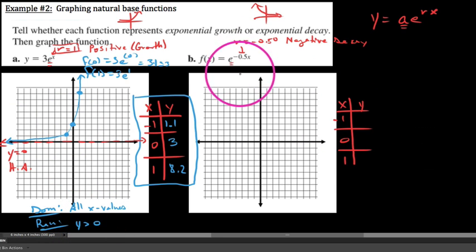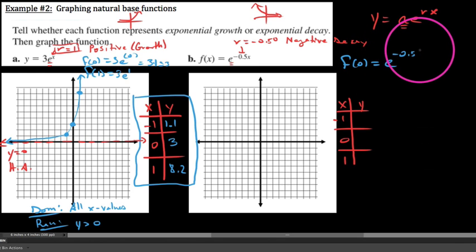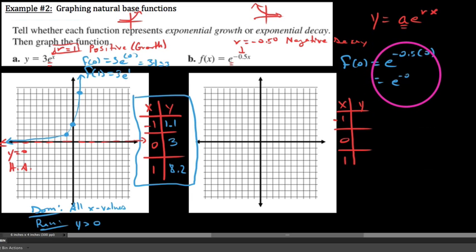So for our second graph where we have a decay function, we definitely need a calculator on this one. But going ahead and starting with plugging in 0, we'd say f of 0. We get e to the negative 0.5 times 0. Now, as you know, anything times 0 is 0. So we get e to the negative 0, which is e to the 0, which is 1. So we get 0 comma 1 on this graph.